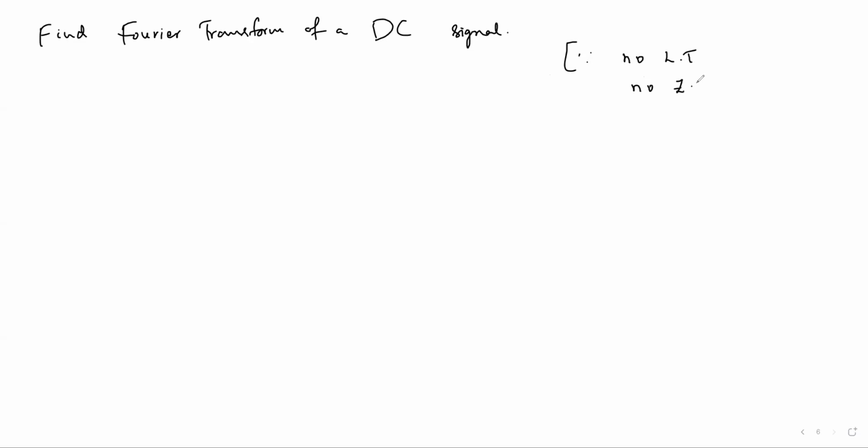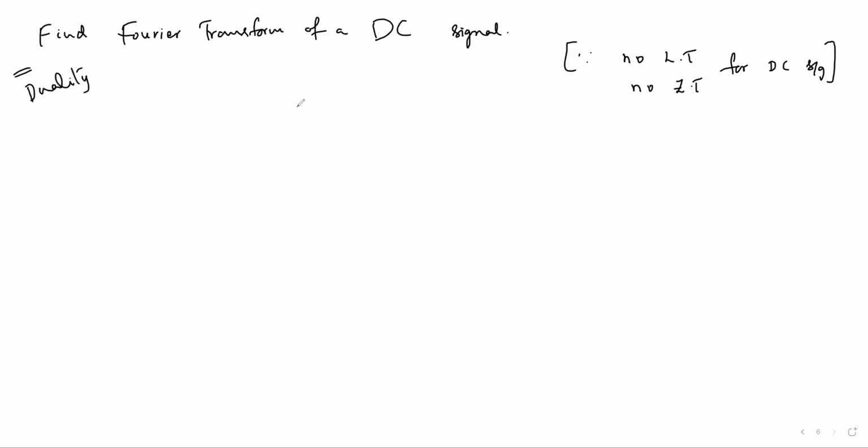First, I want the Fourier transform of a DC signal. Find the Fourier transform of a DC signal. Point to be noted is, for a DC signal, no Laplace transform, no Z transform. Here the Fourier transform we have. That is because of the duality property.